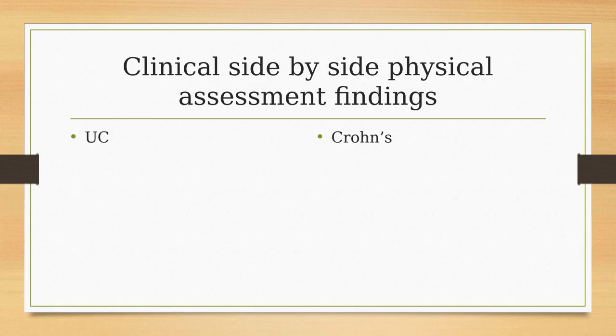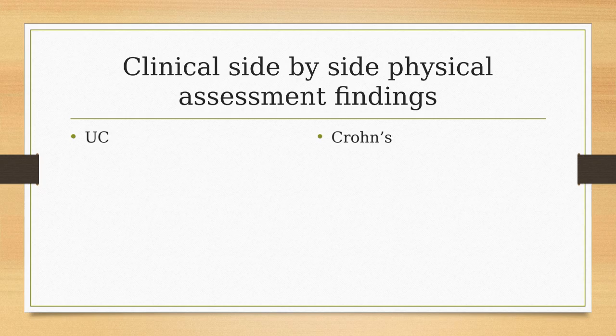So, clinical side-by-side physical assessment findings. As I noted, you tell me what we're going to have. This is your Venn diagram, which hopefully will be helpful for you. Physical assessments: where's your pain going to be located for UC? How is it relieved? With Crohn's, where is the pain located?